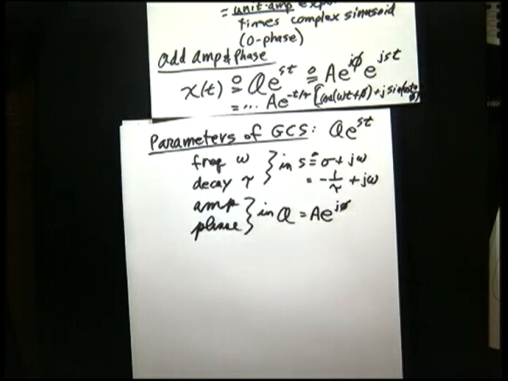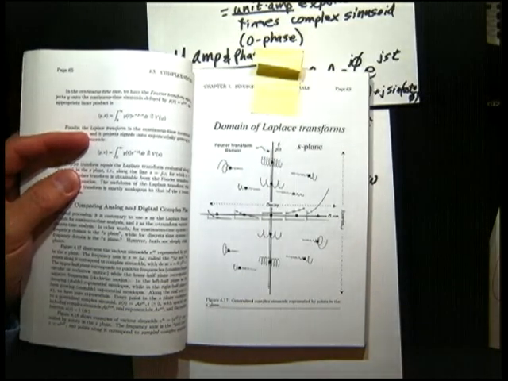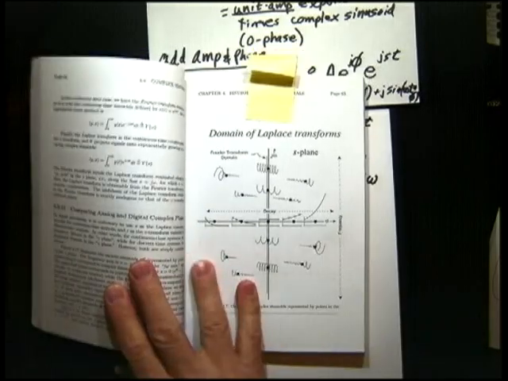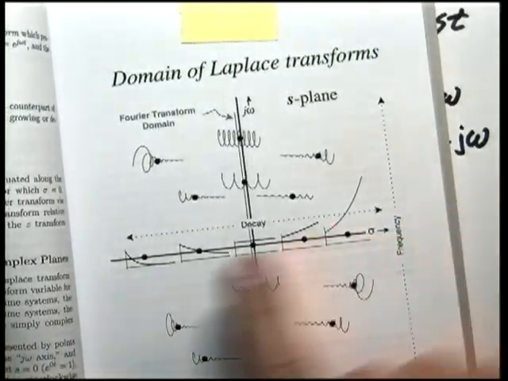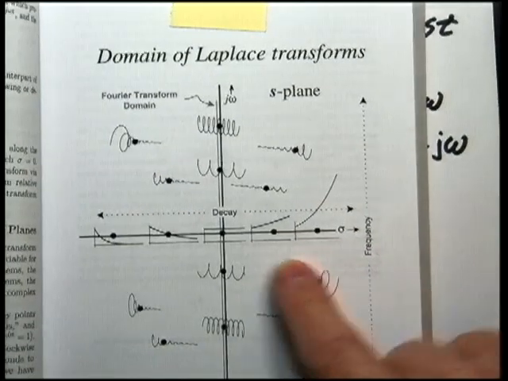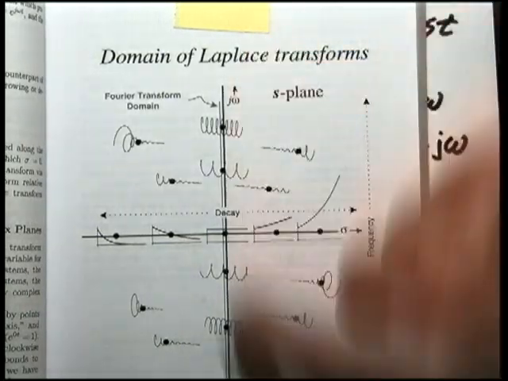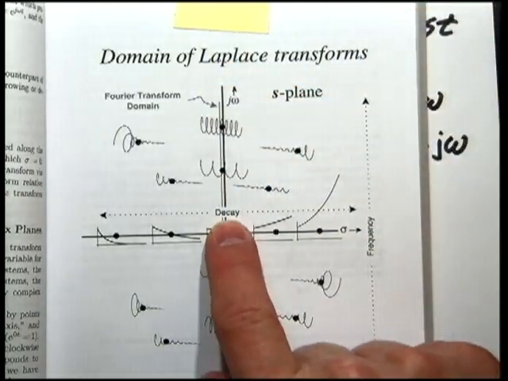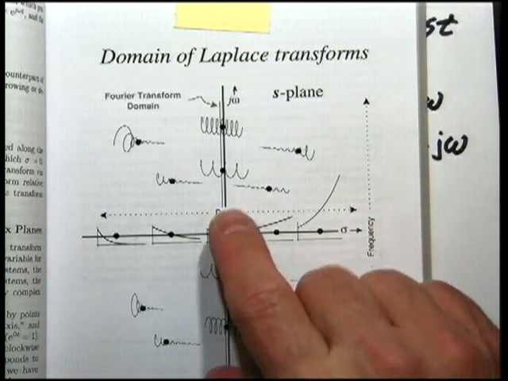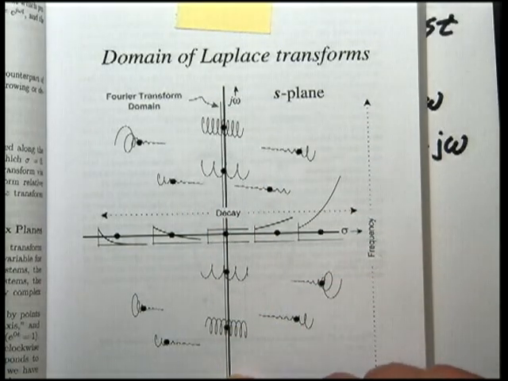Now, we saw this picture. Let's look at the picture again. This is all the cases that you get. So this is the real axis of the S-plane, which is the sigma axis, or minus 1 over tau axis. This is the imaginary axis, which is the j omega axis. So frequencies go up along this axis in the S-plane, and they go more and more negative away from 0 in the downward direction.